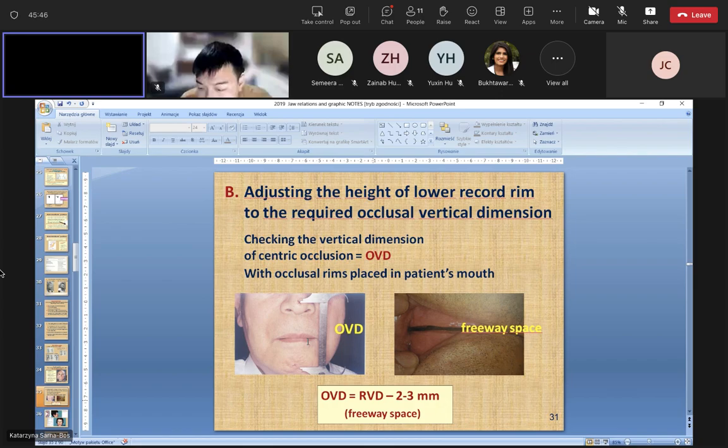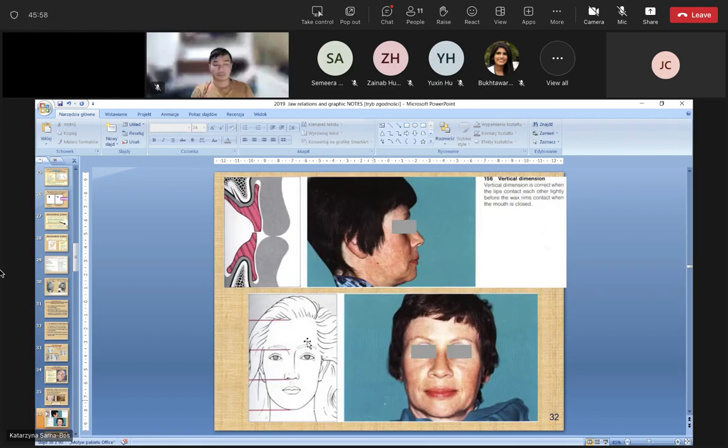So now remove material from the lower rim until the occlusal vertical dimension is 2 or 3 millimeters less than the rest vertical dimension. The vertical dimension is correct when the lips contact each other lightly before the wax rims contact when the mouth is closed. And it is important that the 3 parts of the face are equal, as I mentioned before: frontal, nasal, genial, and this is the anthropometrical method.